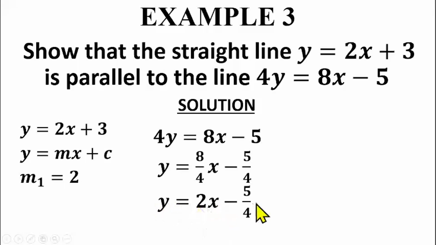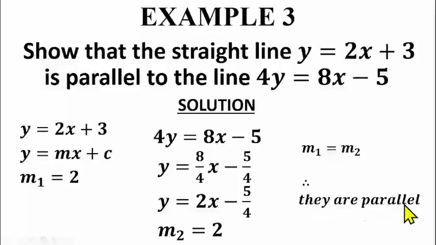So now this has been expressed like the general equation of the straight line. That means our m2, which represents the gradient of this equation, will be 2 as well. So you can see that in this case, m1 is equal to m2. That means that they are parallel. This line is parallel to this second line.